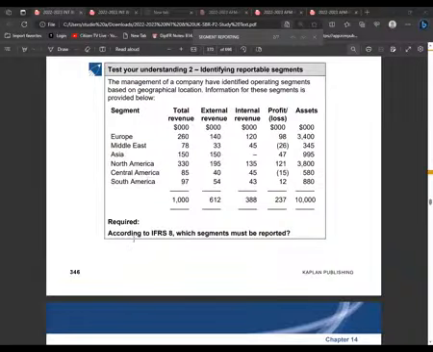So required here, according to IFRS 8, which segments in this case must be reported? The management of a company have identified operating segments based on geographical location. Information for the segments is provided below.